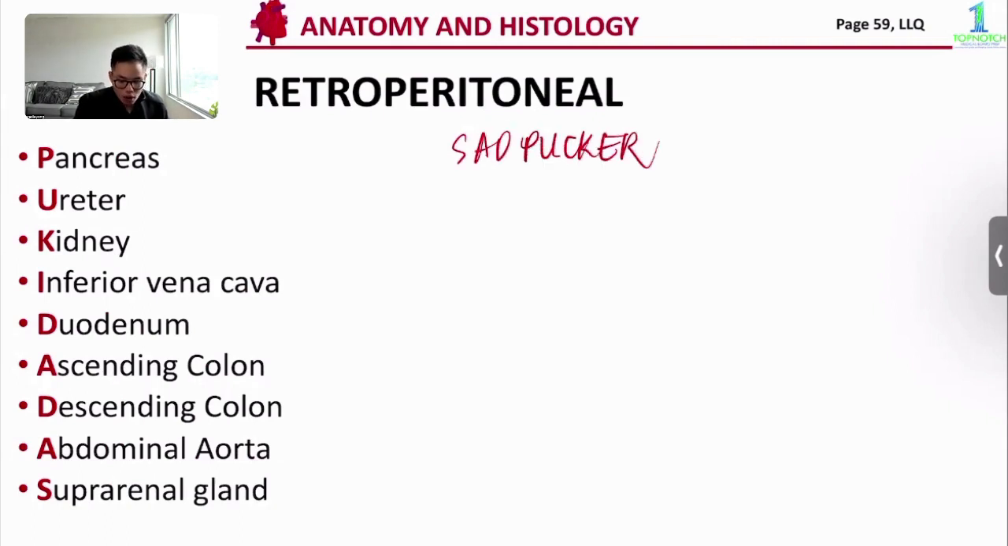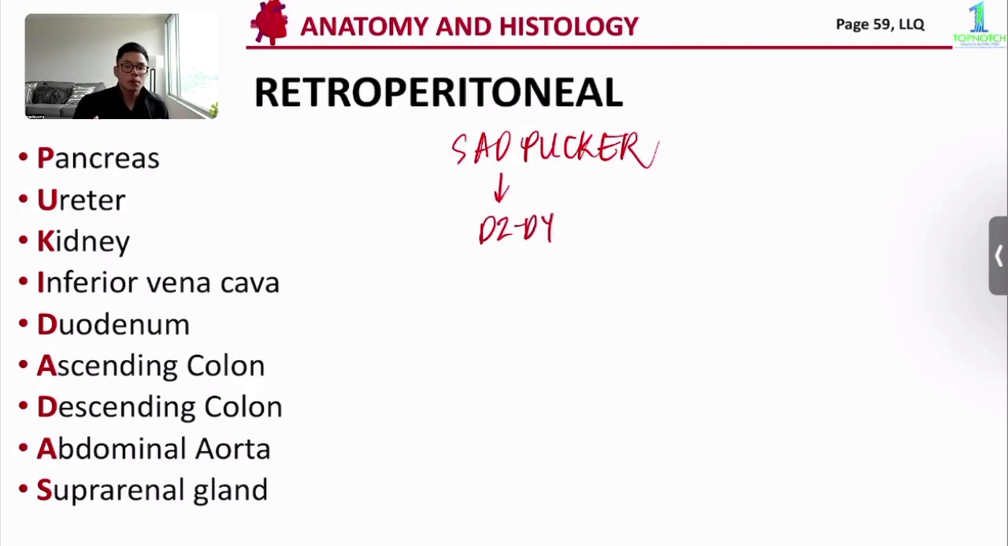So your SAD PUCKER, your S there, it's going to be the suprarenal or your adrenal glands. Your A there, that's going to stand for your aorta as well as your IVC. Your D there, that's your duodenum. The duodenum, primarily, it's going to be the D2 to D4.